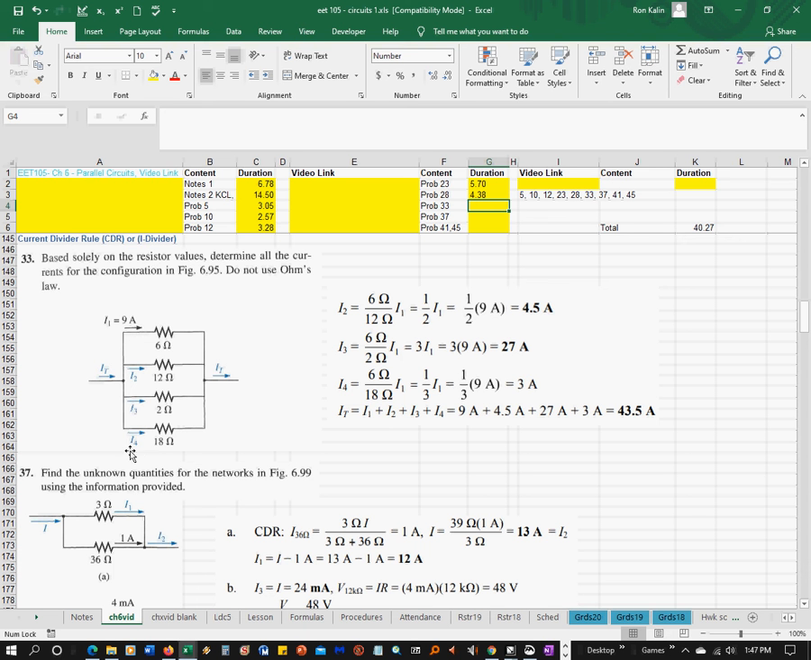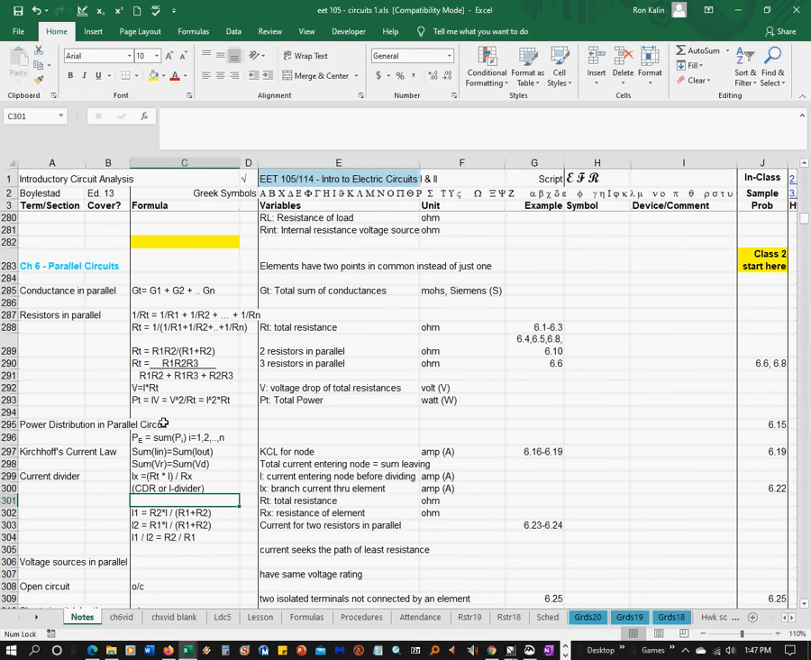I2, I3, I4, and IT. Notice that IT is the same here as it is here. This is the current coming into this configuration, and the current leaving the configuration is the same. So you have to use the rule from this formula over here. Where is it? This one right here. I1 divided by I2 equals R2 divided by R1.